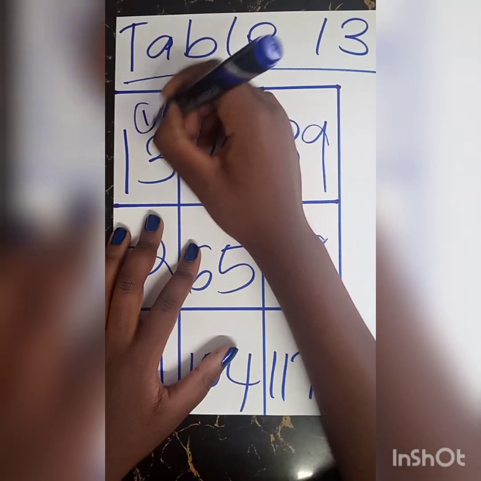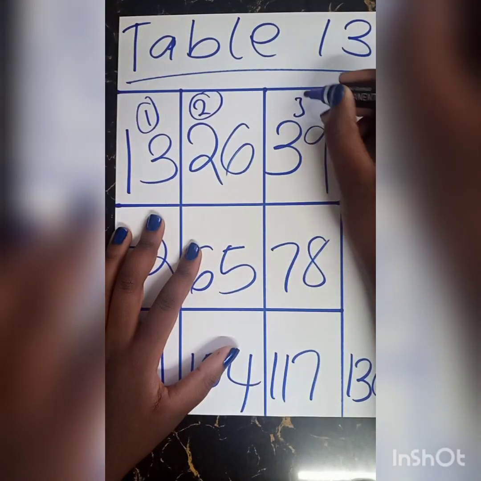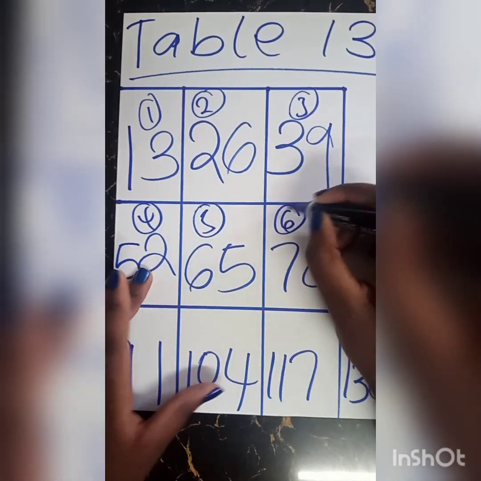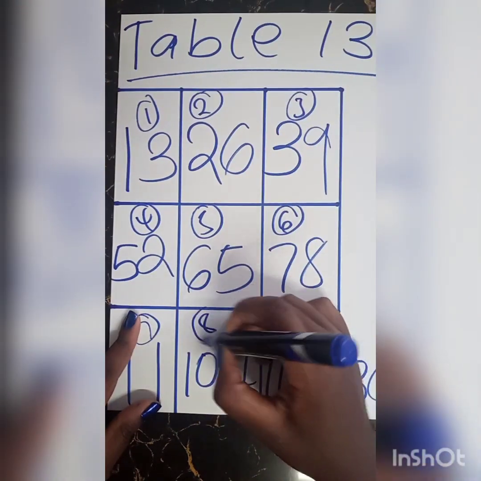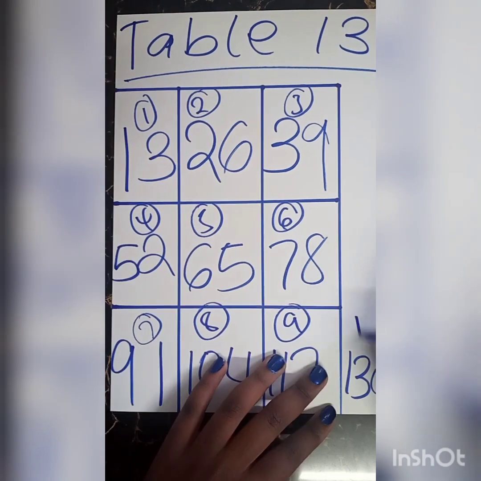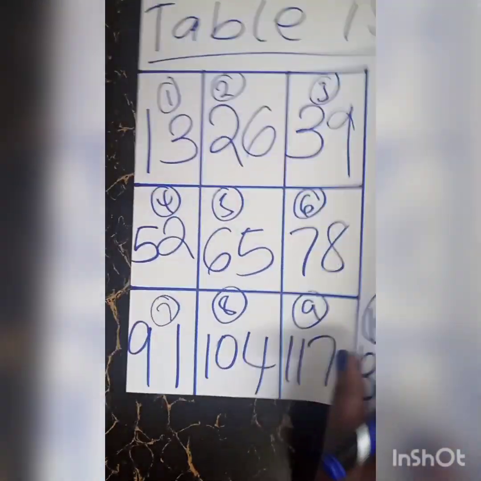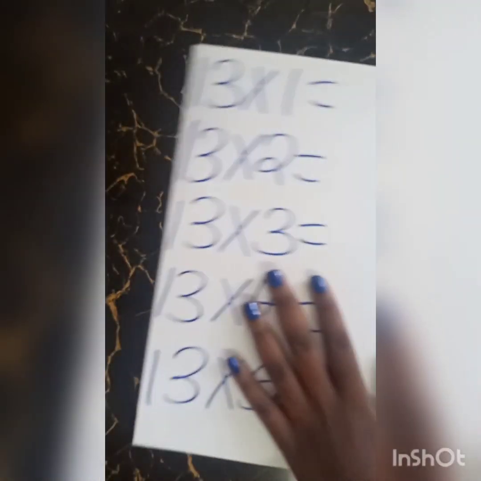So this is 13 times 1, 13 times 2, 13 times 3, 13 times 4, 13 times 5, 13 times 6, times 7, times 8, times 9, and times 10. Are we together? So that's our table 13.